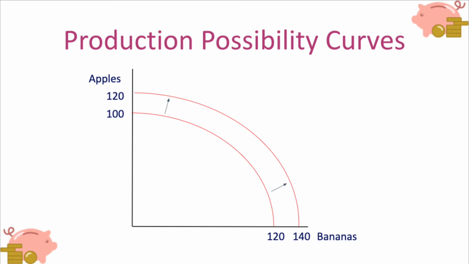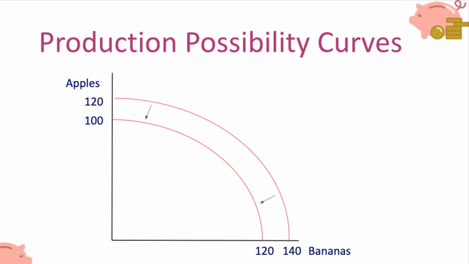This diagram shows economic growth. The economy has become more productively capable than it was before. It can produce more bananas and more apples. There must have been an increase in either the quantity or the quality of the factors of production available. So, for example, there may have been an increase in the level of technology available to this economy.